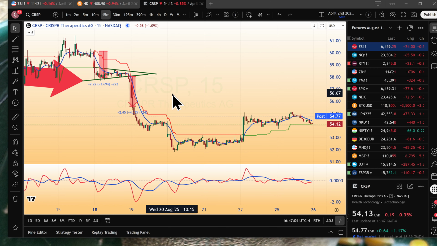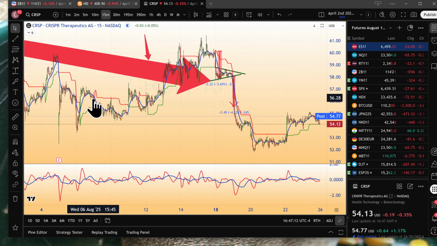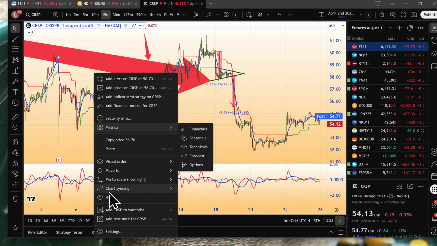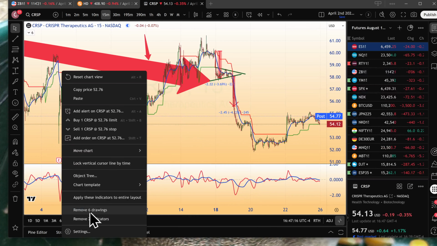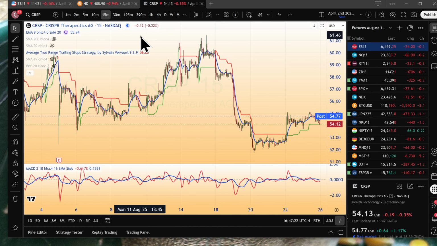Now, why did it overshoot? Because on the way down, a lot of times it's animal spirits and people panic. But now go to the left. Where is the real support? We're going to take off all these drawings. We're going to take this off. You know it's in a downtrend. And I know that gets distracting.